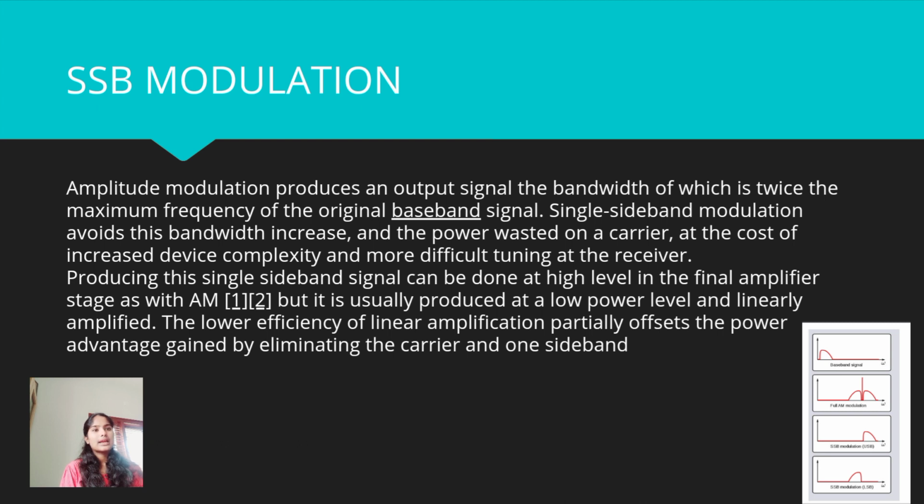Producing this single sideband signal can be done at high level in the final amplifier stages as in AM, but it is usually produced at a low power level and linearly amplified. The lower efficiency of linear amplification partially offsets the power advantage gained by eliminating the carrier and one sideband.